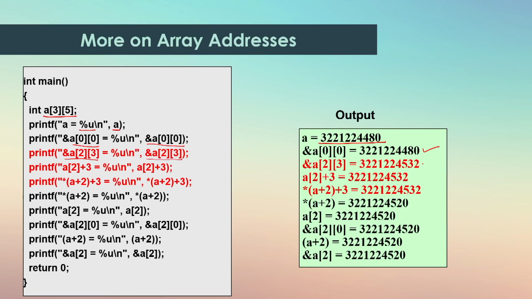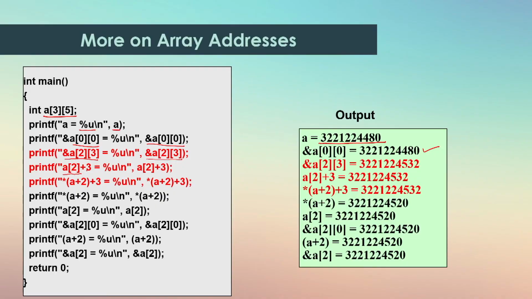So, that is what we are getting displayed here, and you can see a small difference here. Instead of the notation A of 2, 3, we are using the notation A of 2 plus 3. So, here we will be referring to A of 2, and from that 3 locations will be added, and you will be getting the location displayed as 532. It will be the same as A of 2, 3.